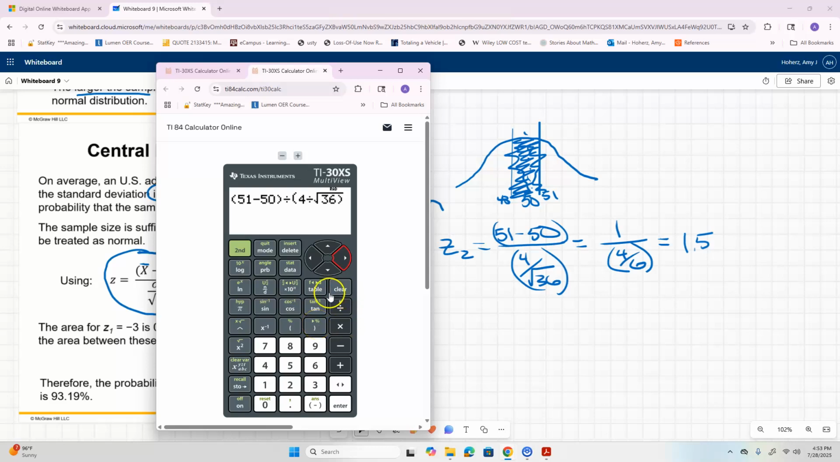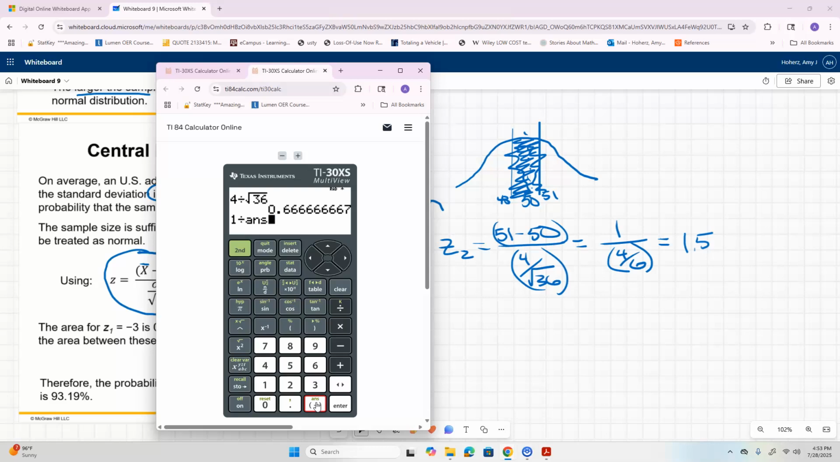And then there we go. And that gets us our 1.5. The other thing you can do is you could do just the bottom. So you could do 4 divided by square root 36 and get that as an answer. And then you know 51 minus 50 is 1, so you could just do 1 divided by answer.